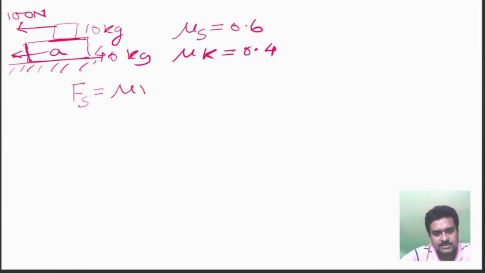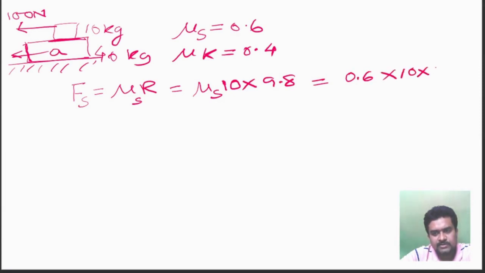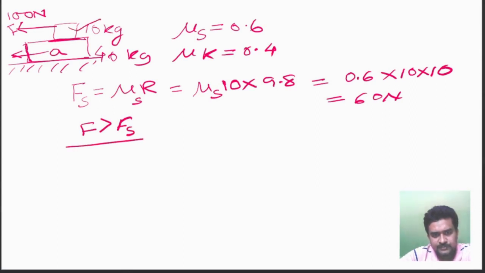To know the Fs, it is mu s R. What is R? In this case, R is only for the 10 kg body, that is 10 into g. g is 9.8 here. So mu s is 0.6 and this is 10 and this is 9.8. You can also take it 10 for the sake of simplicity. So this will be 60 Newton. So as you see, the applied force F, 100 Newton, is greater than Fs. So that means the upper body will move.